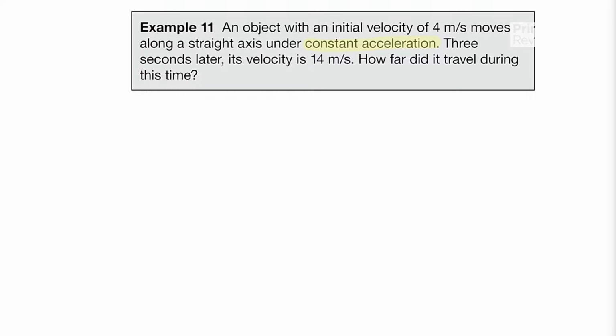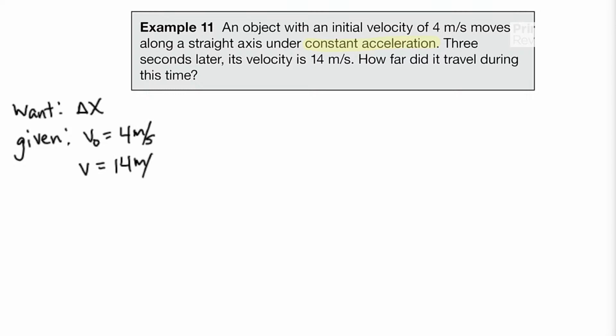we can go down this road of using the big 5, let's start by making that list, right? What do we want? Well, it asked how far. So that's something we can infer from the displacement. And what are we given in the question to help? Well, there was that initial velocity of 4 meters per second, a later velocity of 14 meters per second, and there was a time frame of 3 seconds.